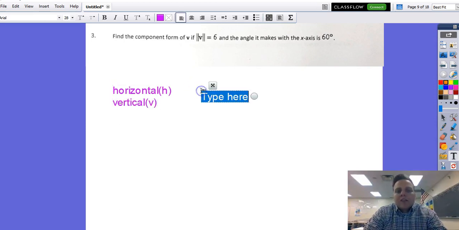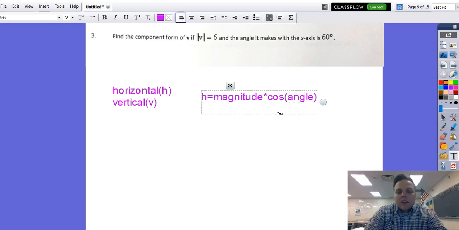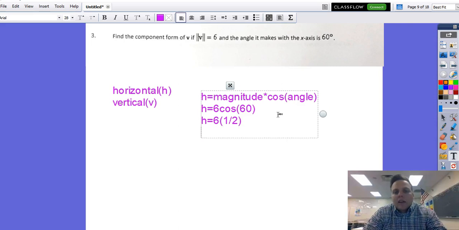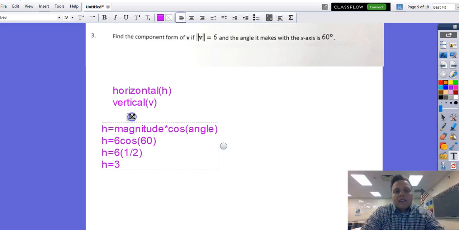To find the horizontal component, h is simply equal to the magnitude times cosine of your angle. So for this problem, h is going to be equal to 6 times cosine of 60 degrees. Now, cosine of 60 is on your trig chart. You pull up your trig chart and you will see that cosine of 60 is equal to 1/2. And then 6 times 1/2 is 3. And there we go. That's how I find the horizontal component. The horizontal component is 3.